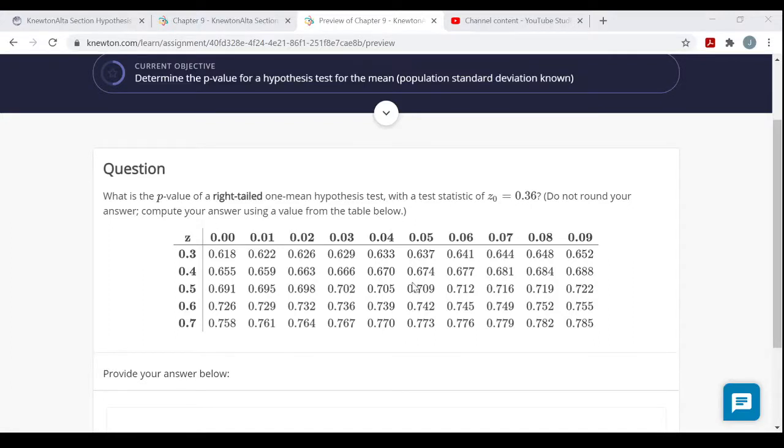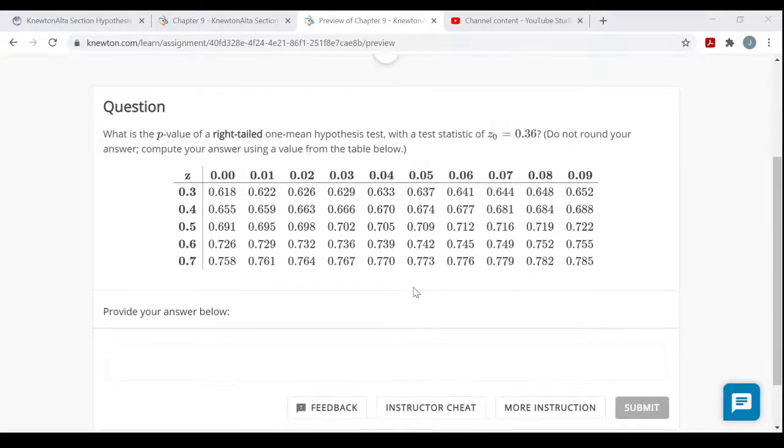Alright, so again, I'll draw a little picture. And remember, I went over this in the first video, so I'm not going to bring up all those pages again. When I'm calculating the p-value in a right-tailed test, I'm going to be finding the area under the curve to the right of my test statistic. And that's it. There's no doubling or anything like with a two-tailed test. It's just simply going to be the area to the right of my test statistic.